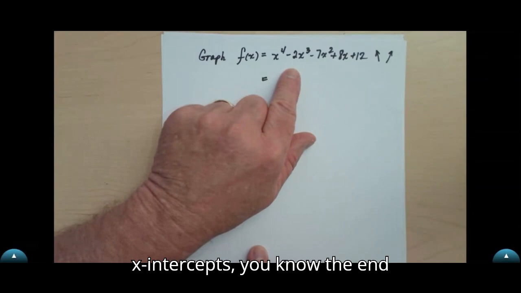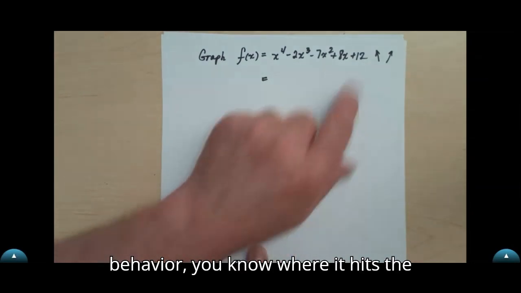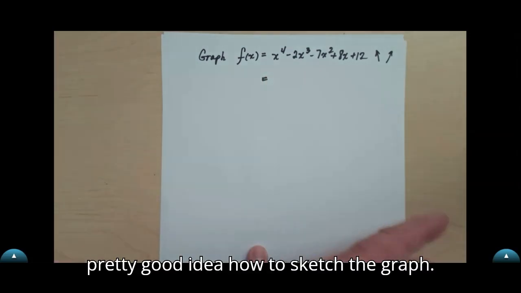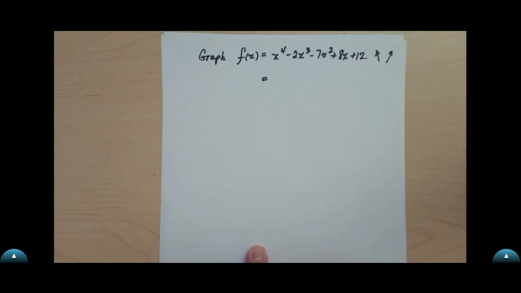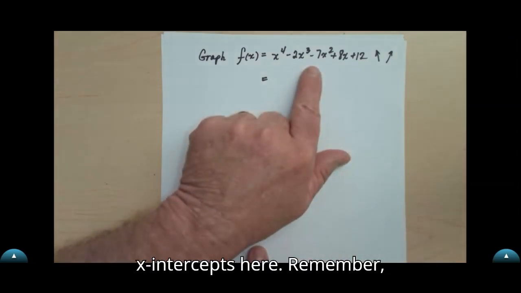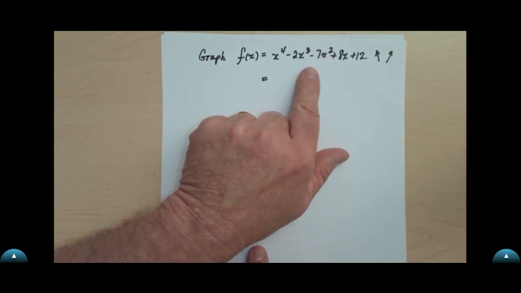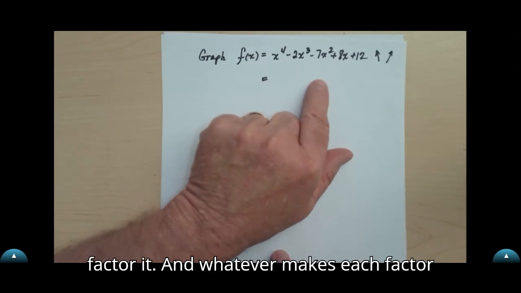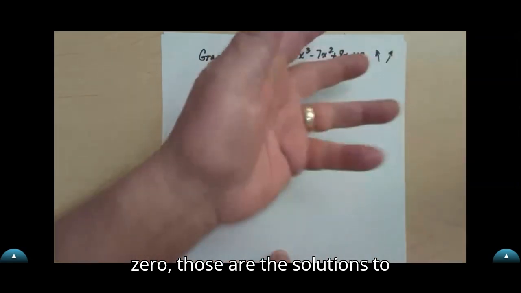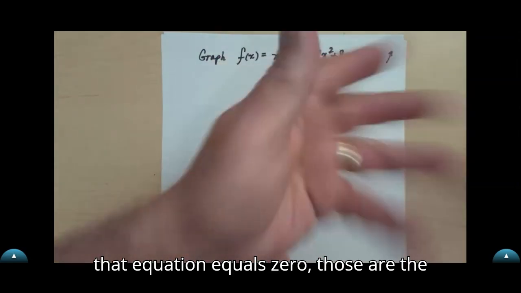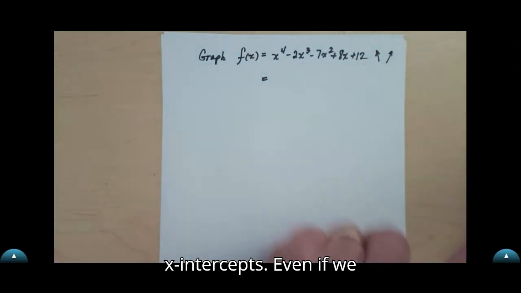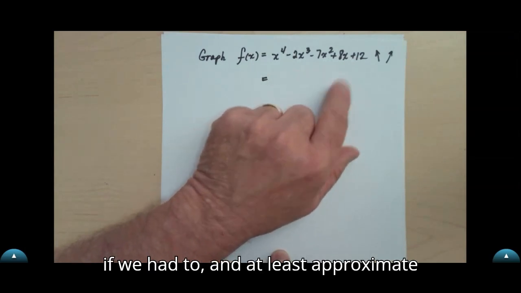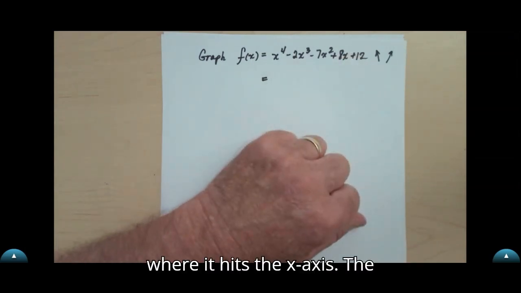If you knew all the x-intercepts, you know the end behavior, you know where it hits the y-axis. If you knew everywhere it hit the x-axis, that would probably give us a pretty good idea how to sketch the graph. So the problem with finding the x-intercepts here, remember, with those quadratic functions, we've got a way to find the x-intercepts. We can factor it. And whatever makes each factor 0, those are the solutions to that equation equals 0. Those are the x-intercepts. Even if we couldn't factor it, we saw an example where we could use the quadratic formula if we had to, and at least approximate where it hits the x-axis.